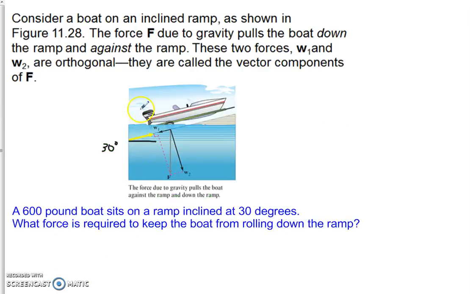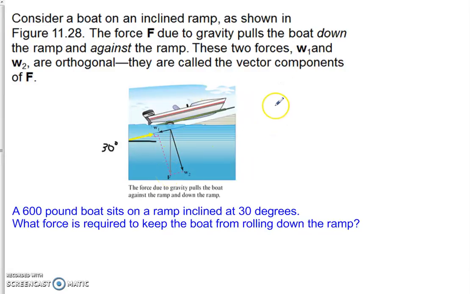Our next example is the specific one that we saw earlier. We've got this boat on an inclined plane. Force due to gravity pulls the boat down the ramp and against the ramp. Okay, these two vectors W1 and W2 are orthogonal. They're called the vector components of F.